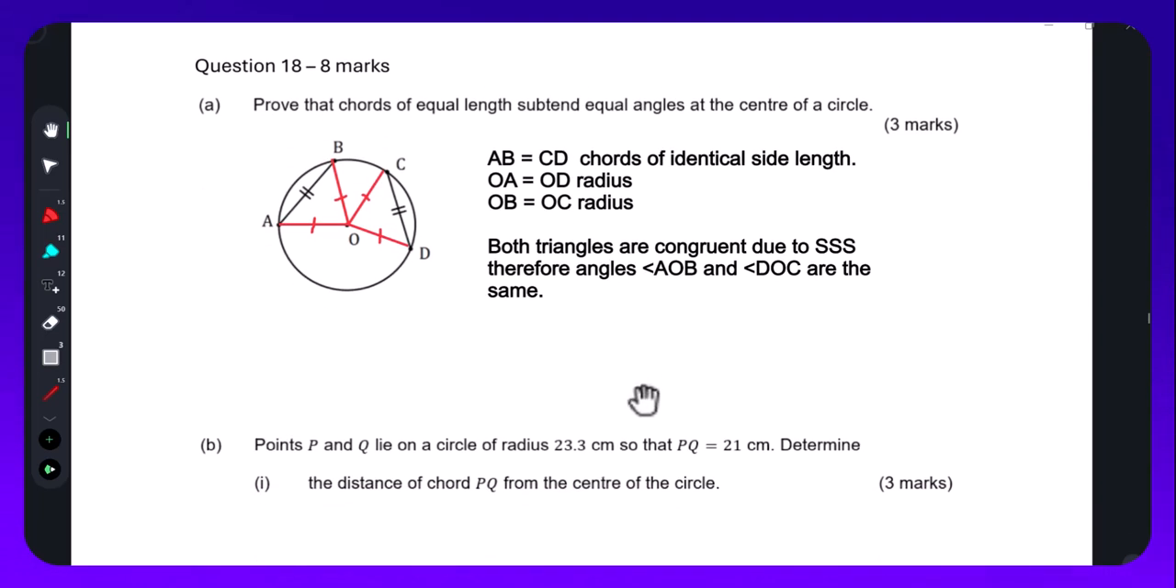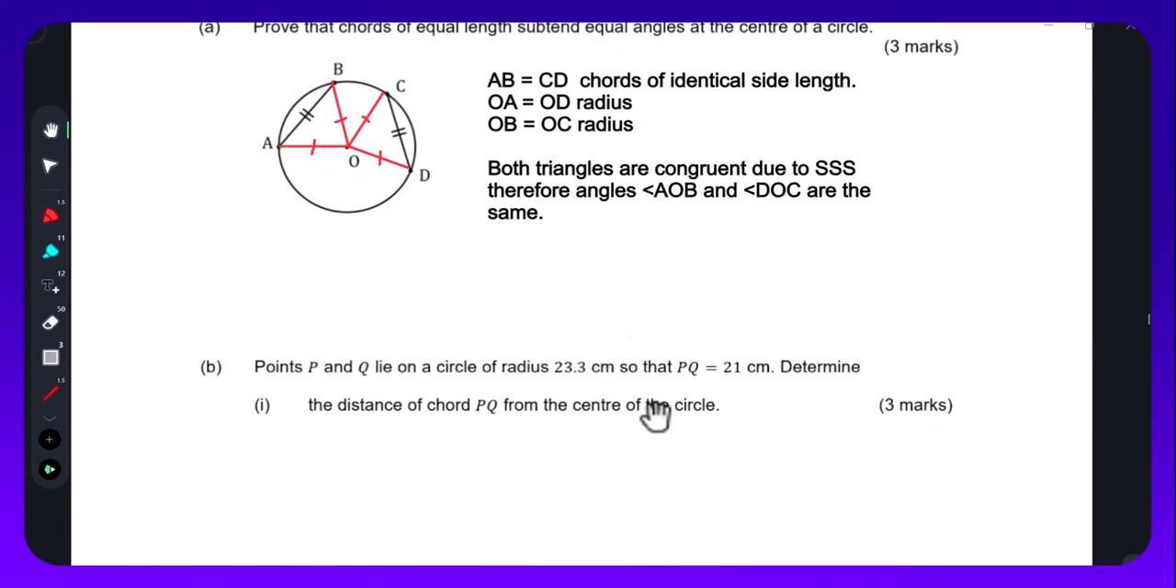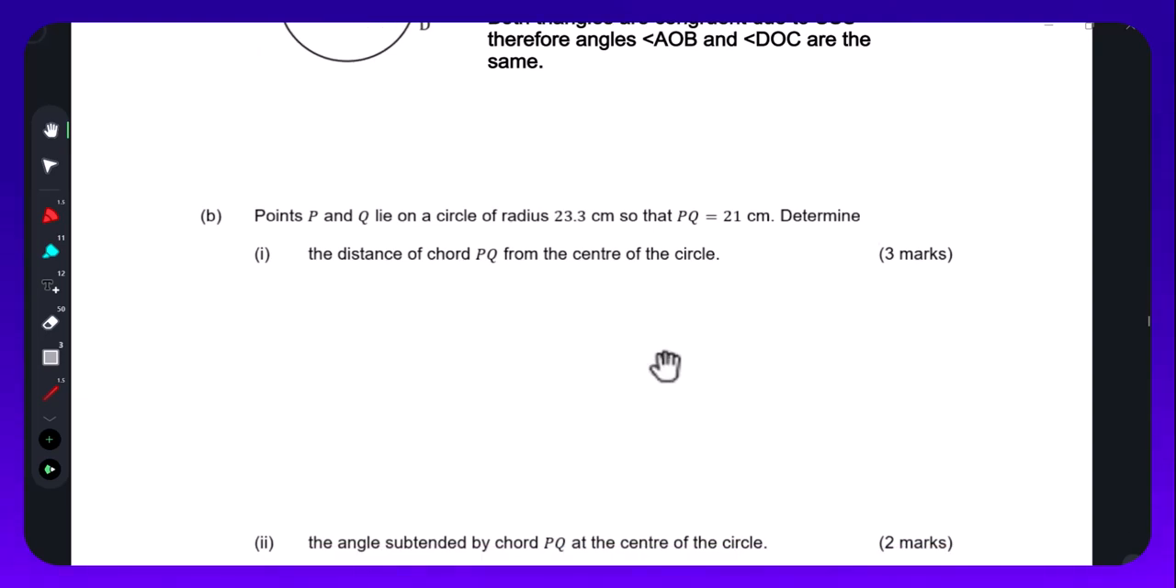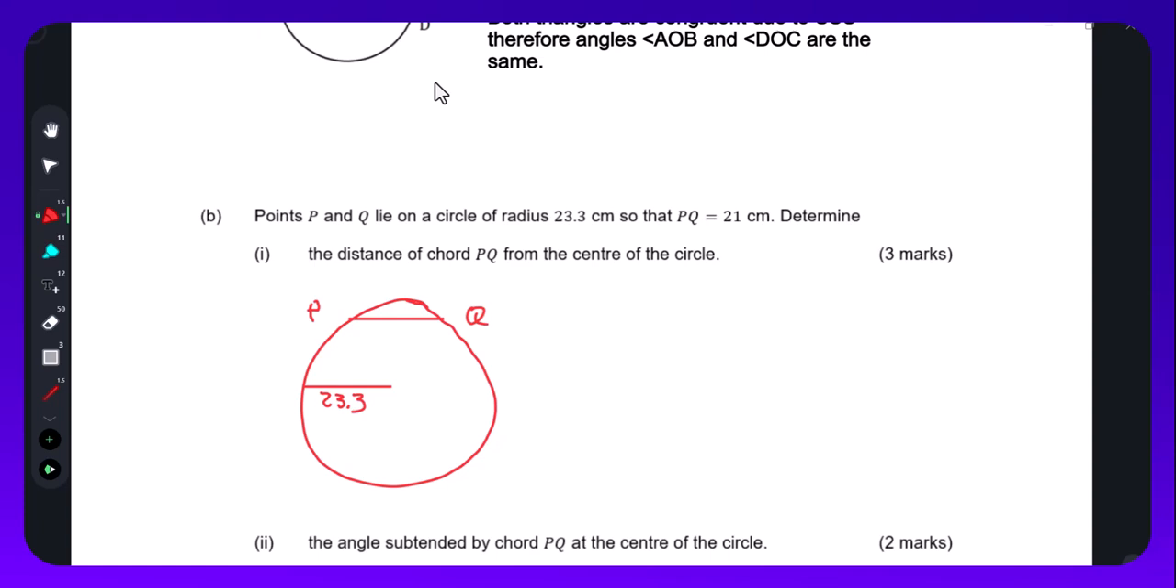All right, moving on to the next question. Points P and Q lie on a circle of radius 23.3 centimeters, so that PQ equals 21 centimeters. So I guess you can do a rough drawing of this. Okay, so I have my chord, I have my radius.